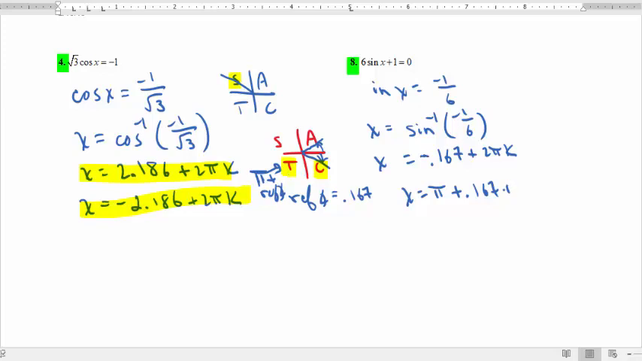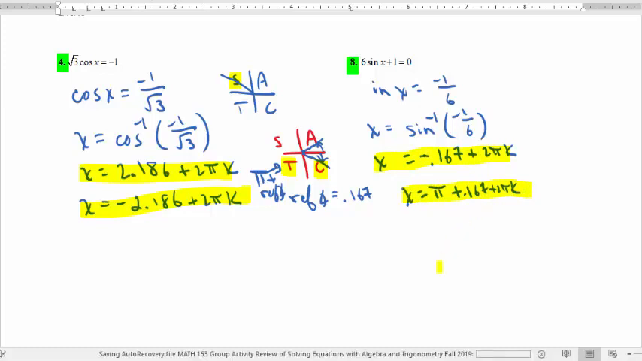And then again, wrap around. So we keep adding two pi k to it. So then your solutions are negative 0.167 plus 2 pi k, and then the other solution would be pi plus 0.167 plus 2 pi k. Okay, so the first solution was the fourth quadrant angle, and that second solution there was the third quadrant angle.